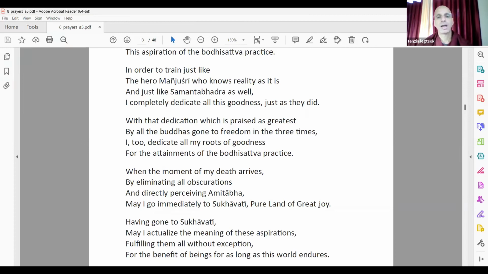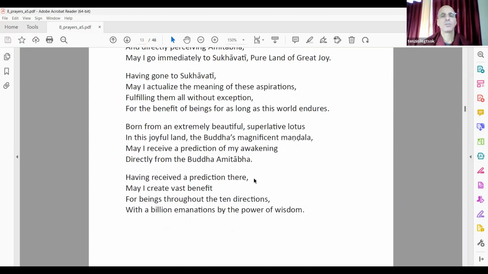When the moment of my death arrives, by eliminating all obscurations and directly perceiving Amitabha, may I go immediately to Sukhavati, the pure land of great joy. Having gone to Sukhavati, may I actualize the meaning of these aspirations, fulfilling them all without exception for the benefit of beings for as long as this world endures. Born from an extremely beautiful superlative lotus in this joyful land, the Buddha's magnificent mandala, may I receive a prediction of my awakening directly from the Buddha Amitabha.